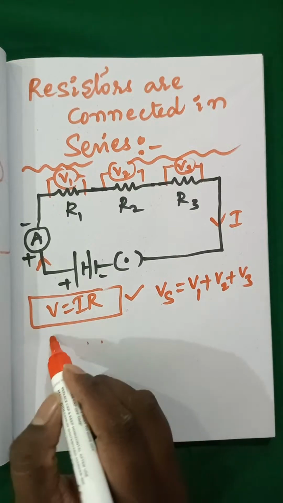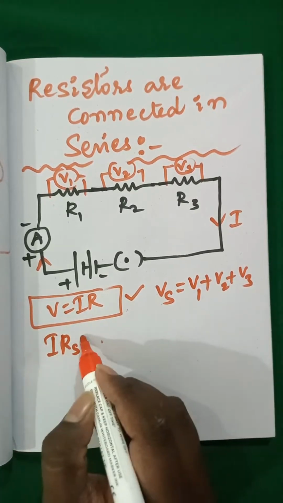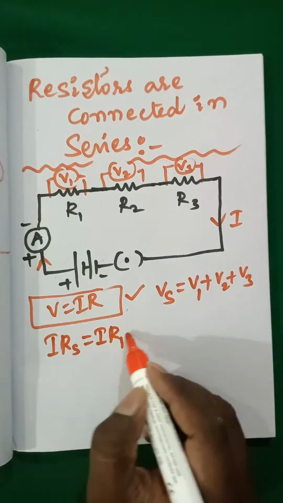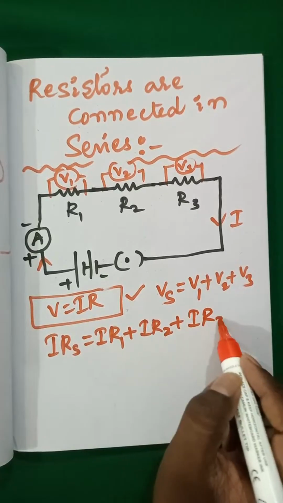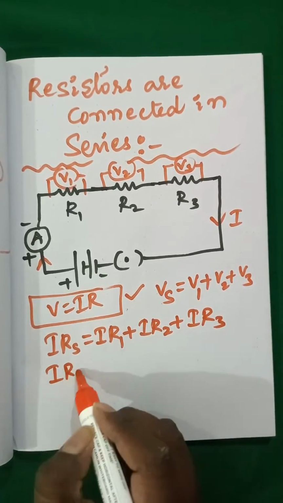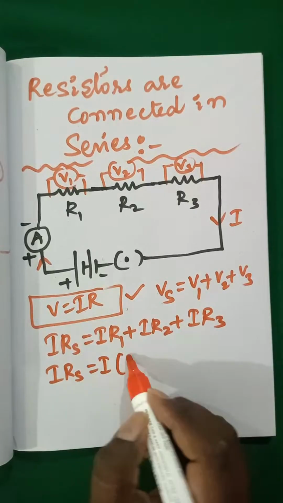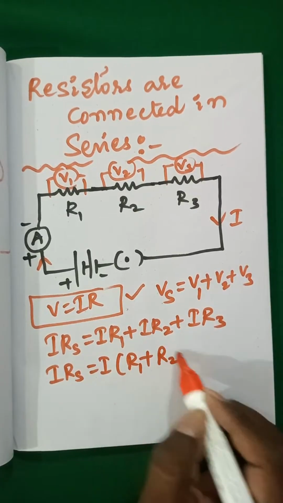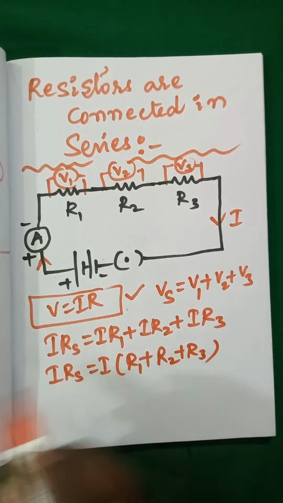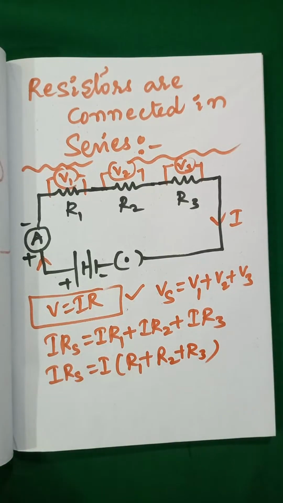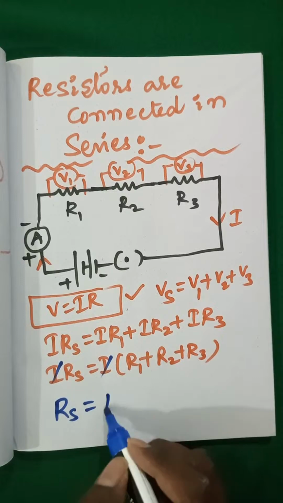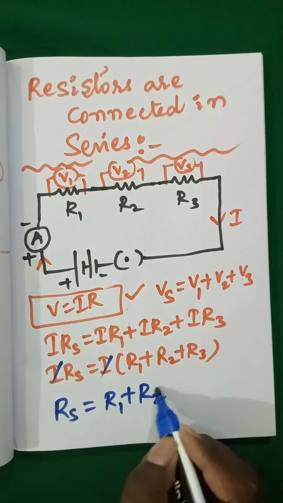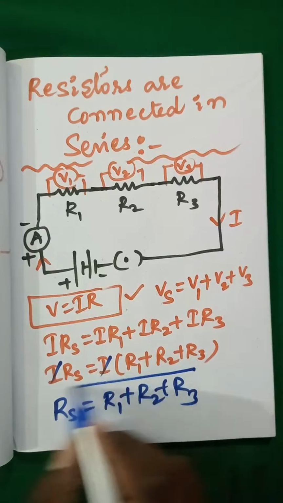Now we can take I Rs equal to I R1 plus I R2 plus I R3. We can take I common: I times R1 plus R2 plus R3. From this we can cancel I. The remaining values are Rs equal to R1 plus R2 plus R3. So this is the answer.